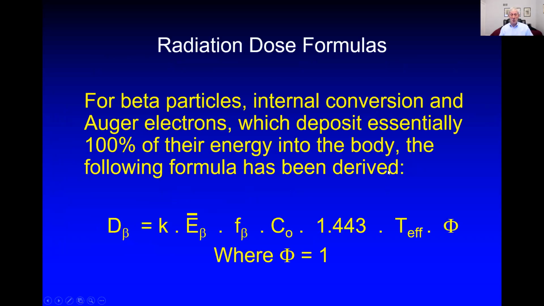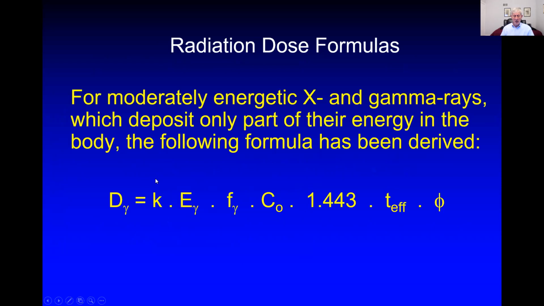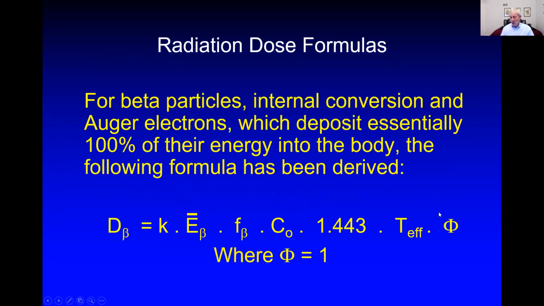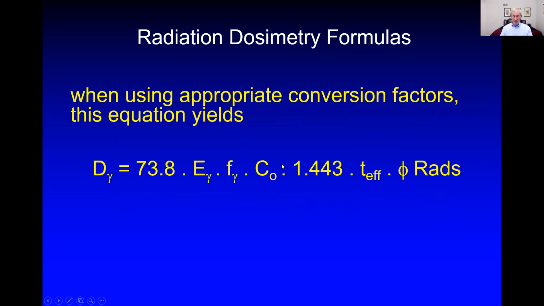So here's what this equation looks like for betas. The beta dose is a constant times all of those factors. And if you use the right units, this is the proportionality constant. That's not too important. Here's the gamma dose, again, an almost identical equation. The difference here is that for betas, this factor phi was 1, and for gammas, it will never be 1. It'll be 0.1, 0.2, 0.4, maybe 0.5, somewhere in that range. So that number we have to put in. We can't assume it's any particular number. And again, that's the dose.